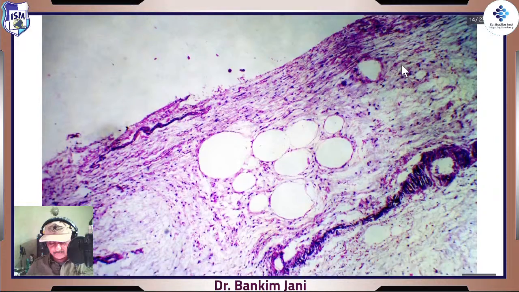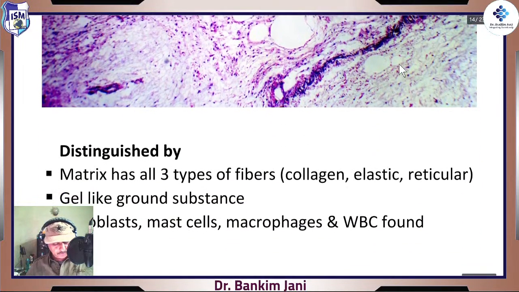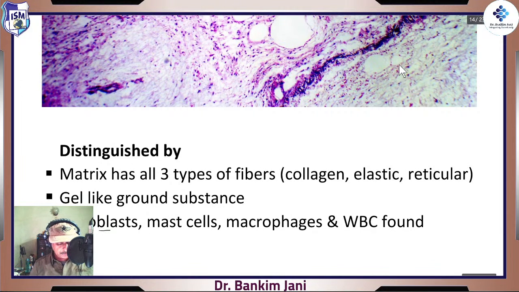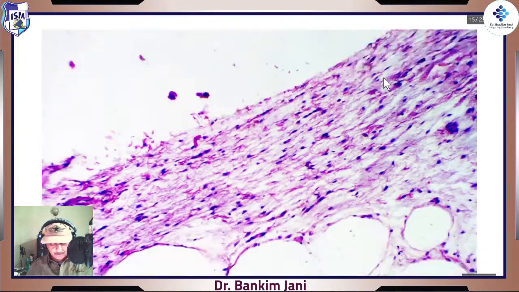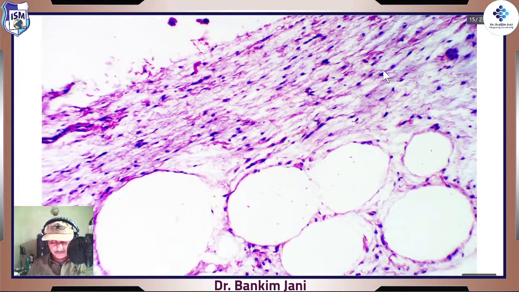Areolar tissue, otherwise the loose connective tissue, is distinguished by a matrix that has all three types of fibers: collagen, elastic, reticular, and a gel-like ground substance. So fibroblasts, mast cells, macrophages, WBCs. Yes, you got it. So that's how these areolar tissues look.